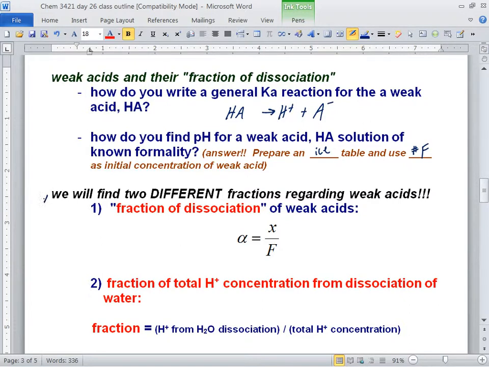But I think this is what's new, and this is what gets confusing. There's two different fractions the homework is going to be concerned with. One is the fraction of dissociation of a weak acid. They're going to say, what's the fraction of dissociation of acetic acid? No big deal. They're talking about little alpha, and little alpha is just x over f. So f is what they're going to give you, that formality. But what's the x?